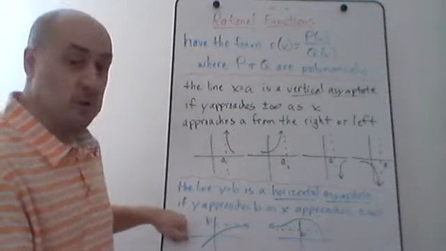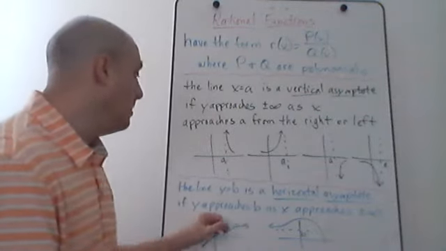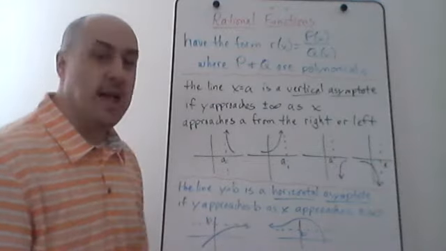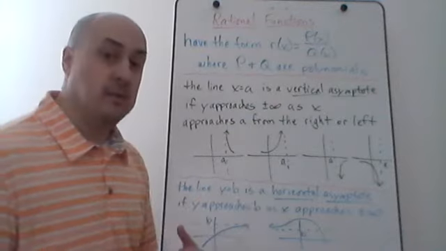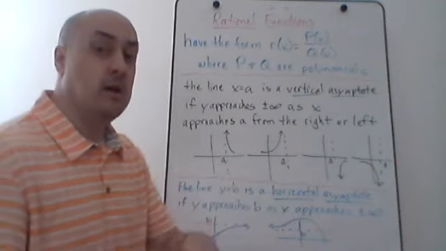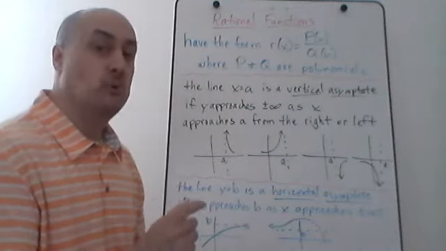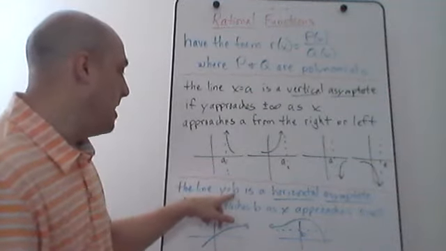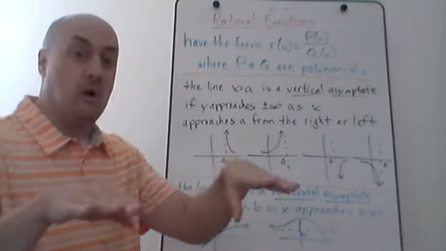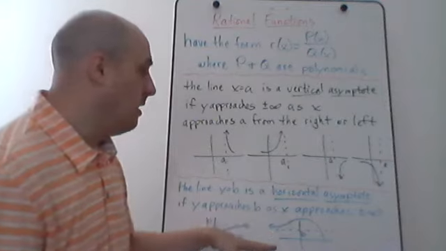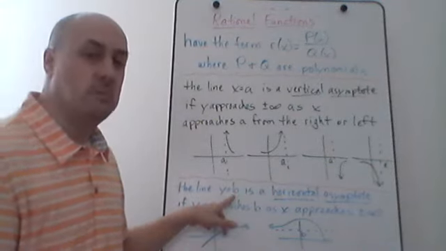A horizontal asymptote. The line y equals b is a horizontal asymptote if y approaches b as x approaches positive or negative infinity. So again, a horizontal asymptote is a horizontal line, and if you recall, the equation for a horizontal line is y equal to a number. In this case, that b is just the y coordinate of any point along that line. All points on a horizontal line have the same y coordinate, and whatever that y coordinate is, that's the number you would put in there for b.